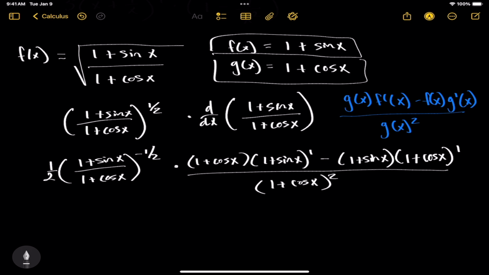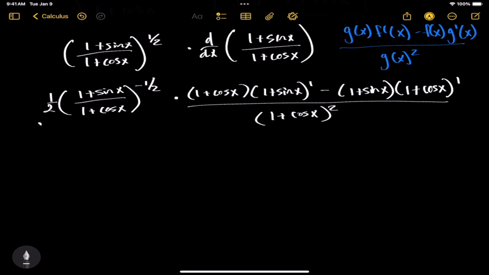And then we just have to simplify. So I'm going to rewrite this first part a little later on. I'm going to continue with the right side here. So there's nothing with the first 1 plus cosine x here. So we're just going to rewrite that.